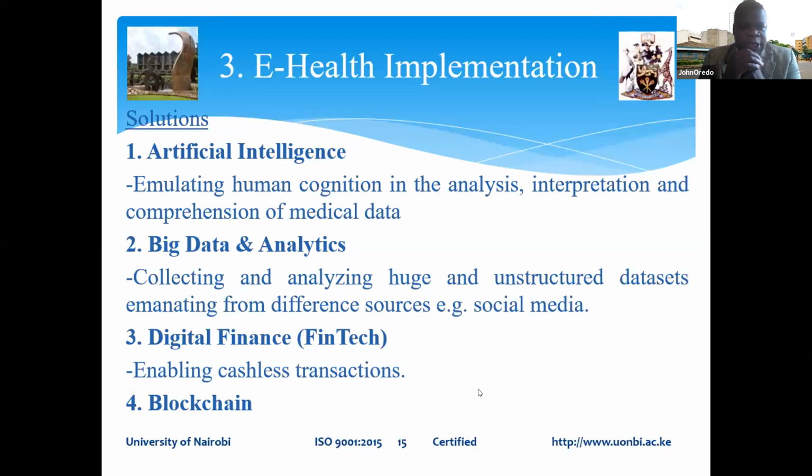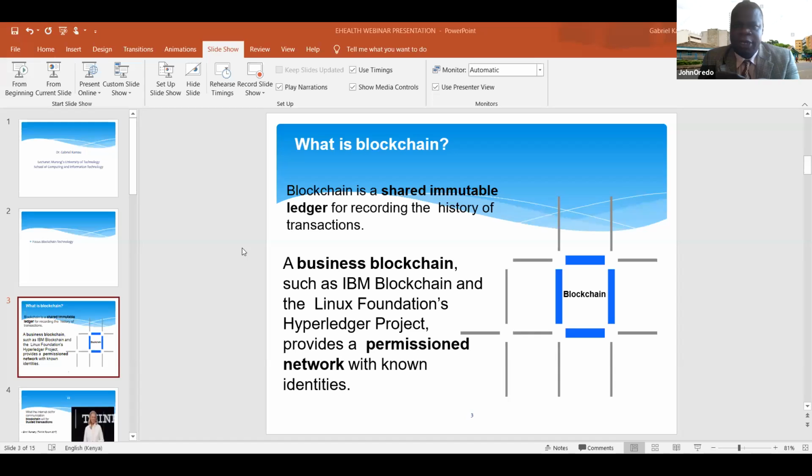At this point, I will invite my colleague, Gabriel Kamau, to take us through what blockchain technology is, after which he will invite our colleague, Carol Bohr, to take us through a practical example at an institutional level. Thank you very much. Gabriel, you can pick up from there.